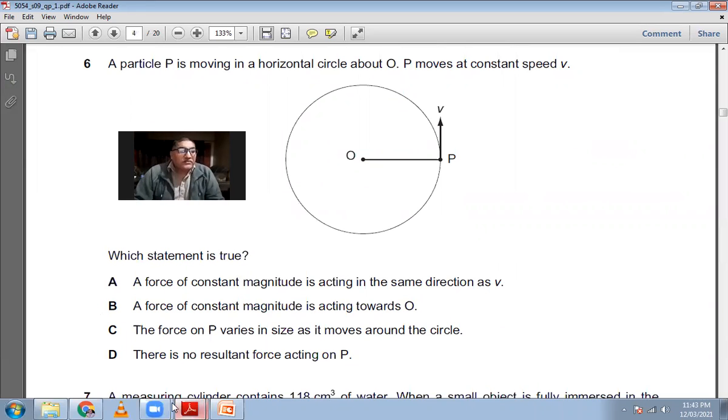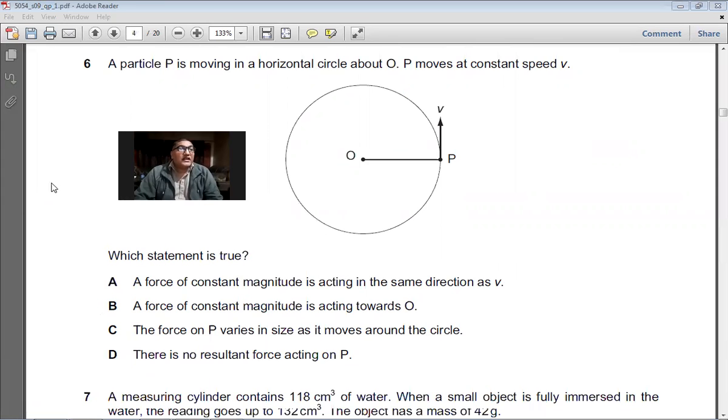Question number 6 is coming up on your screen, and it says a particle P is moving in a horizontal circle about O. P moves at constant speed V. Which statement is true? A force of constant magnitude is acting in the same direction as the V. The force is acting here, but its direction is not along the V. It is always towards the center of that circle. A force of constant magnitude is acting towards the center, oh yes, that can be the answer.